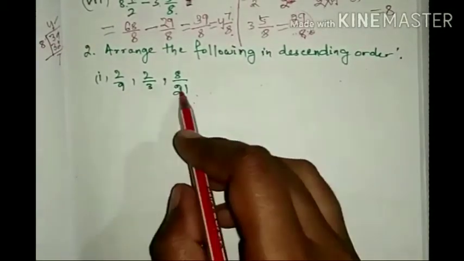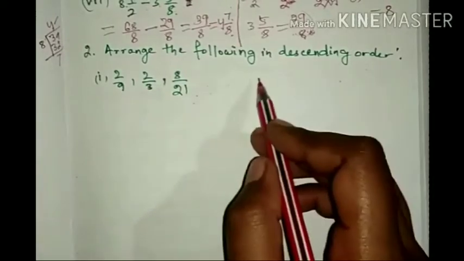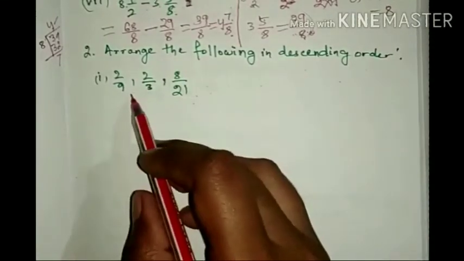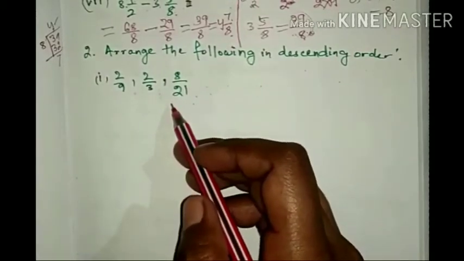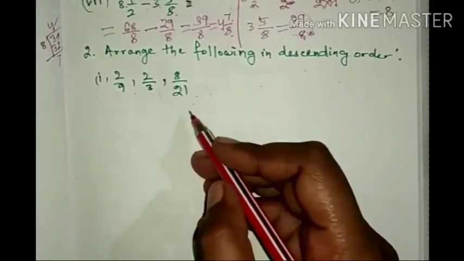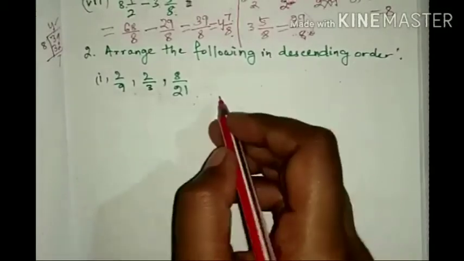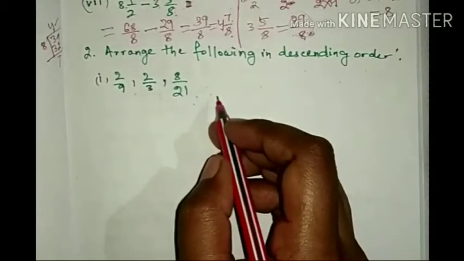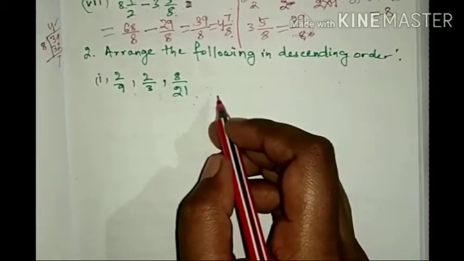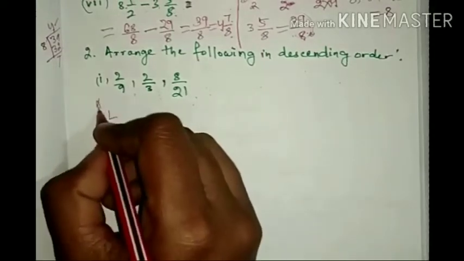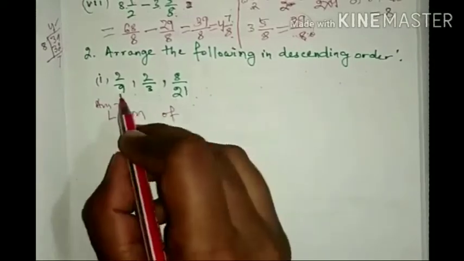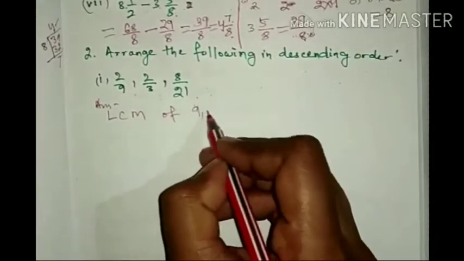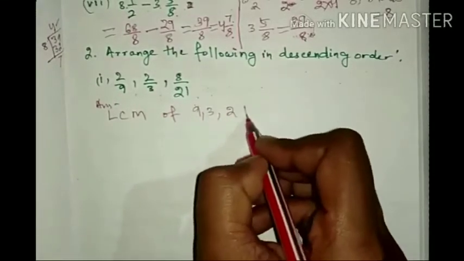So here unlike fractions are there. So we have to first convert them into like fractions. Here 9, 3 and 21 are the denominators, so we have to change the denominator. First we'll find the LCM. Always find the LCM of all the denominators. LCM of 9, 3 and 21.